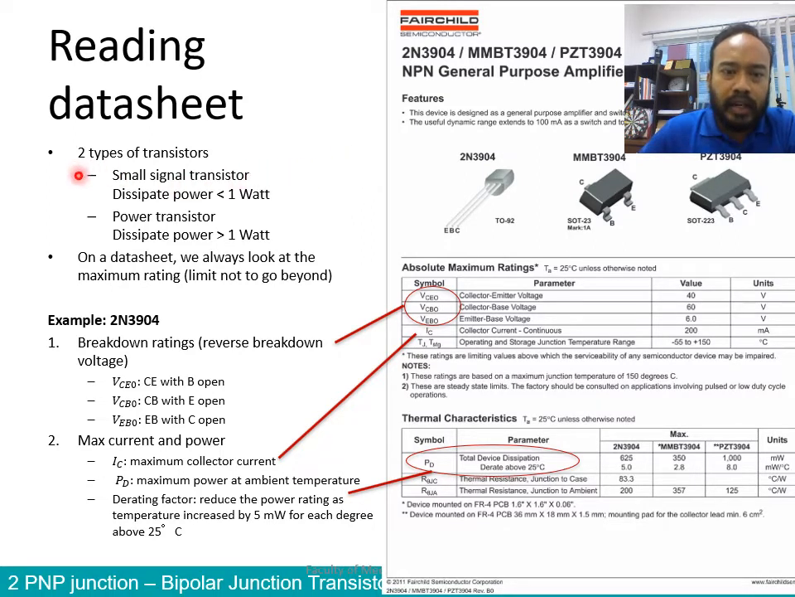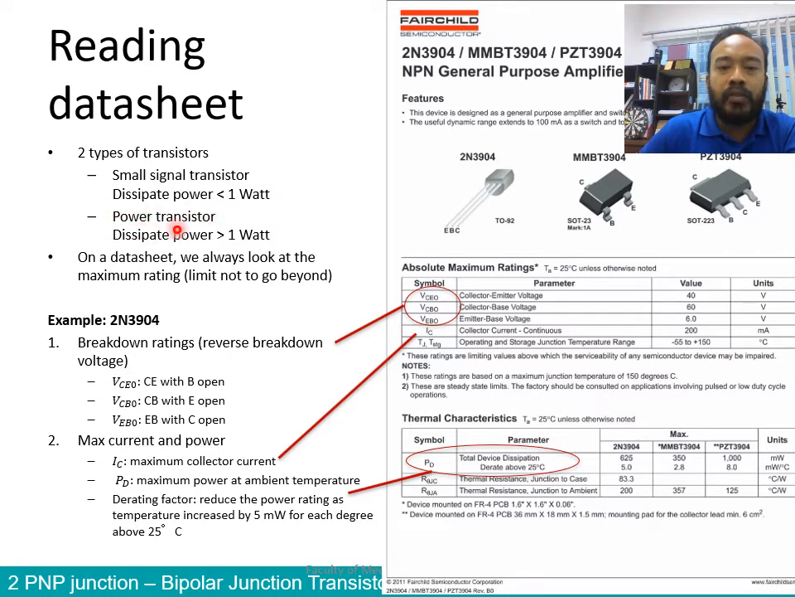So before we start, there are two types of transistors. When you're choosing transistors, basically there are what we call a small signal transistor and a power transistor. A small signal transistor is a transistor used just for small electronic circuits, where in total it dissipates power less than 1 watt. So it's a very small transistor that could manage in the output a level of voltage and current that produce in total power that is less than 1 watt.